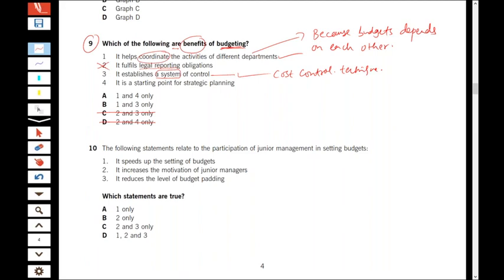Number 4, it is a starting point of strategic planning. It's not necessary, we can say that. And yes, strategic planning begins with a mission, okay? So 1 and 3 are the correct options, and you can find that in option B.